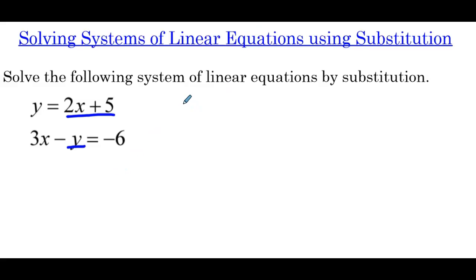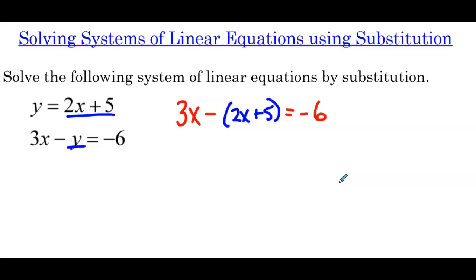So what that's going to look like is 3x minus the expression 2x plus 5 substituted in for y equals negative 6. Now, just like when we're plugging in values to an equation, we want to put that value in a set of parentheses when we're substituting it in for a variable, just so that we don't make any careless mistakes. We want to do the same thing here with our expressions. Keep a set of parentheses around the expression when we're substituting it into the other equation.